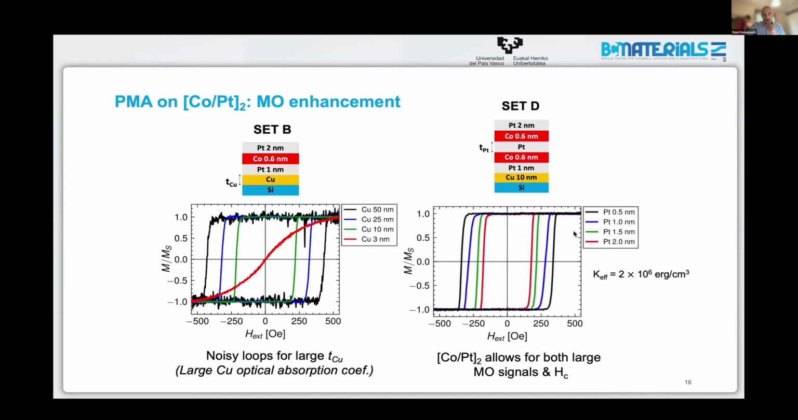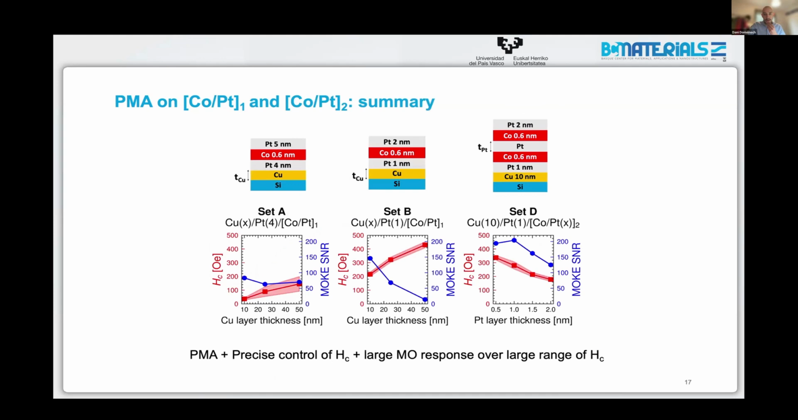Okay? So if we summarize all the different sets that we have compared to obtain a precise and high quality perpendicular magnetic anisotropy, we can see that we can tune the coercivity from 30 Oersted up to more than 450 Oersted by changing different parameters that are very reproducible.